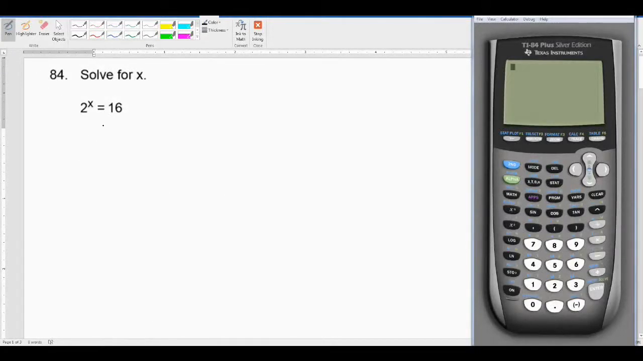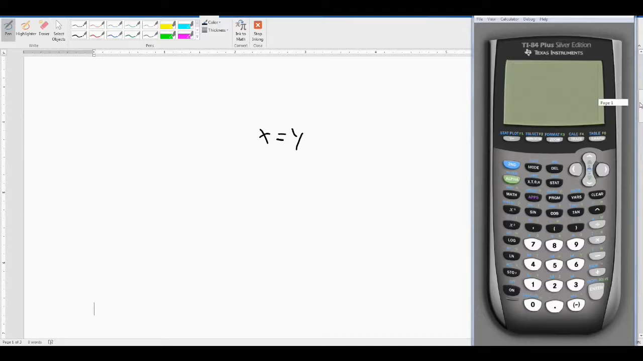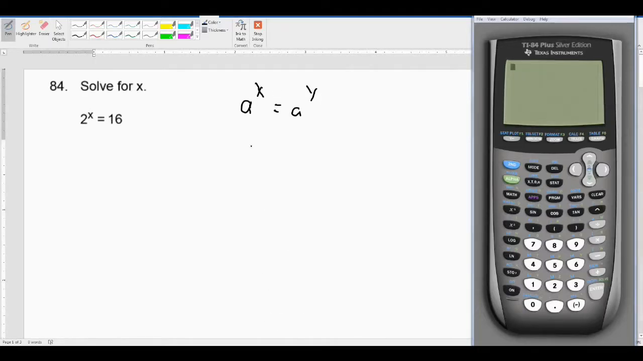For this example, we're going to try to get x by itself, and one approach is to recognize that if you have the same basis, then I'm going to rewrite it like this. If a to the x equals a to the y, and then those bases like cancel, that means that x equals y.